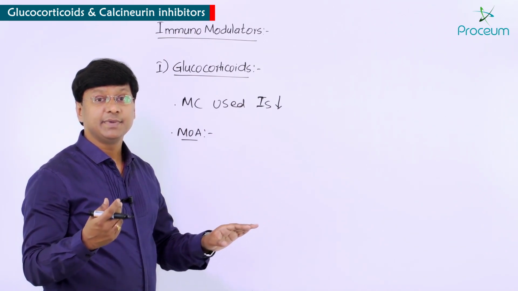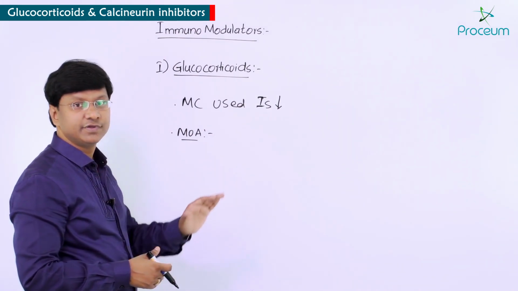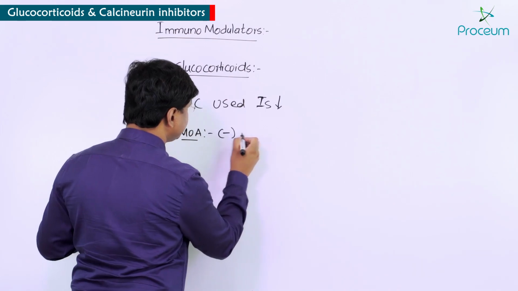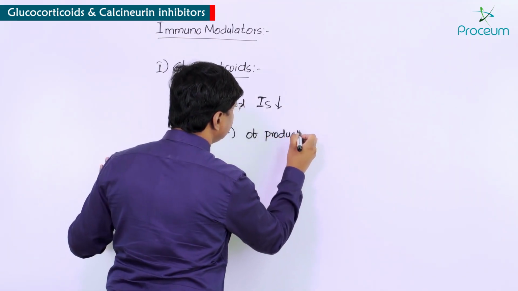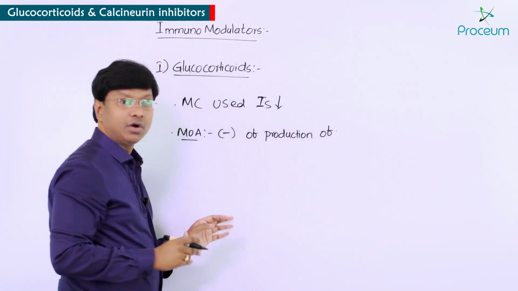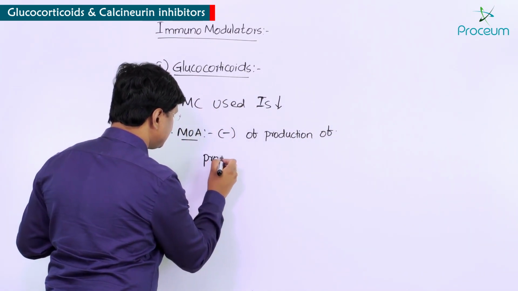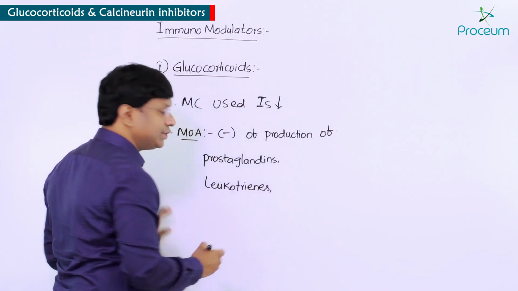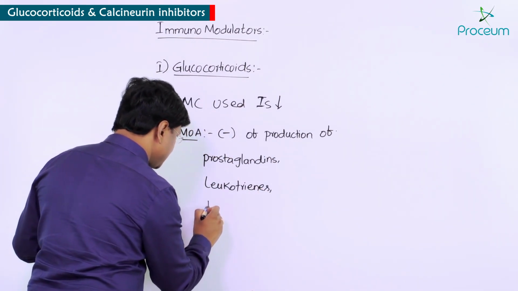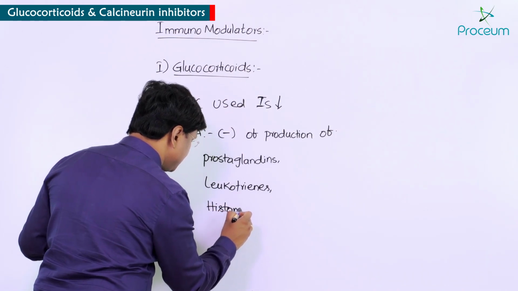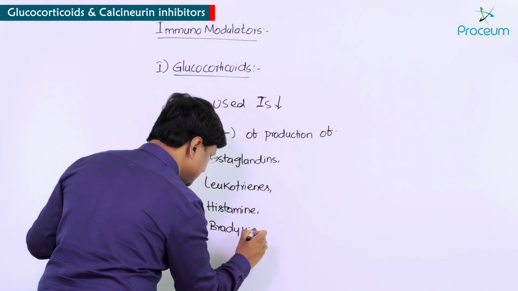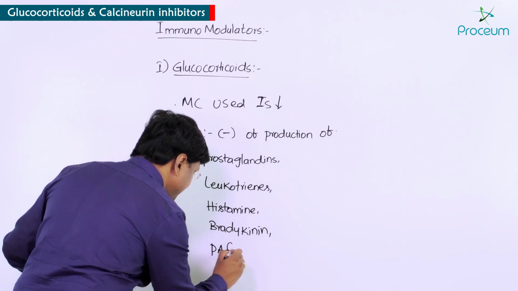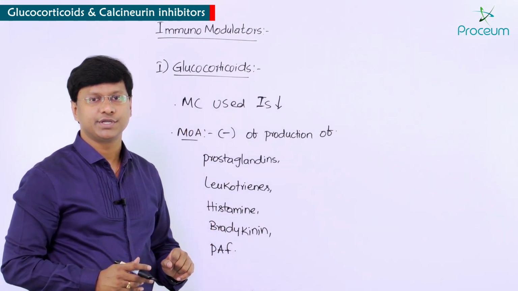And how do they act? Remember, they act by inhibiting the production of the inflammatory mediators or immune mediators. So remember, they will cause inhibition of the production of the prostaglandins, right? They will cause the inhibition of the production of leukotrienes, and of histamine, right? They will cause the inhibition of the production of the bradykinin and as well as the platelet activating factor. So this is the mechanism of action of these glucocorticoids.